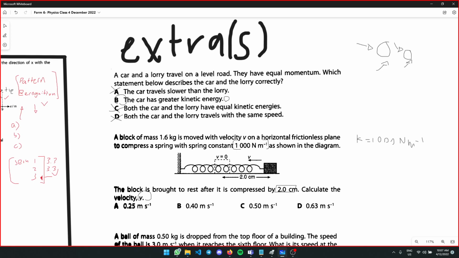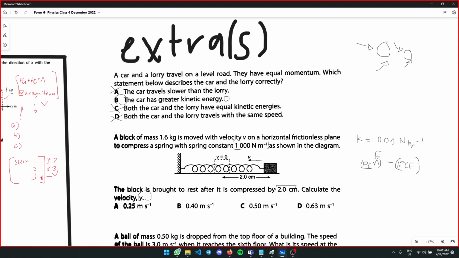So it moved by 2 cm, and we have to calculate the velocity. How do you do that? Remember, like I mentioned just now, PCM or PCE: conservation of momentum or conservation of energy. If you have two things moving, it's a momentum question. If you have one form of energy changing to another, like this one, where I can clearly see a spring and something else moving, it's energy.